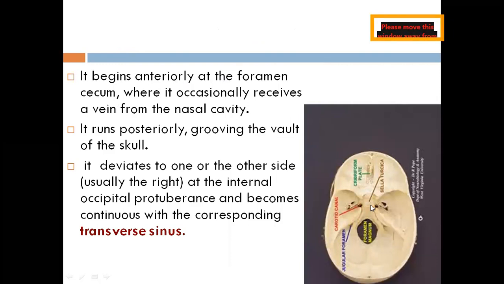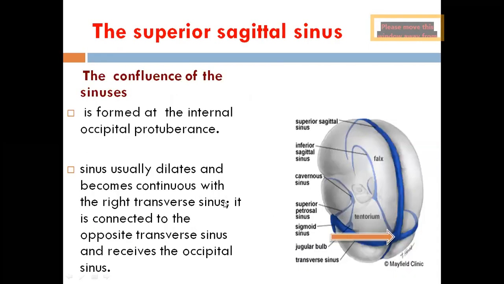It deviates to one or the other side. Usually it deviates on the right side. Okay, at the internal occipital protuberance and becomes continuous with the right transverse sinus most of the times. Then, see, this is the superior sagittal sinus. It is deviating mostly on the right side and it is moving towards the right transverse sinus.